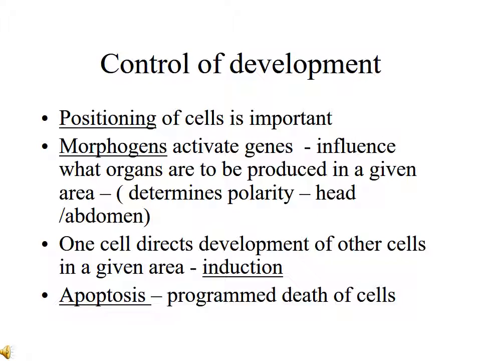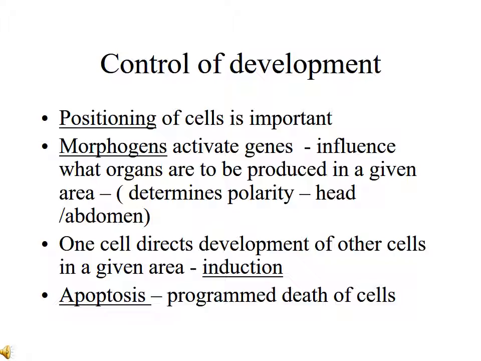So how is all of this orchestrated? The control of development, how does this work? First of all, positioning of cells is important. Cells, after the blastula formation, will find themselves in certain areas. Depending on where they are, will dictate what structures they will evolve into.